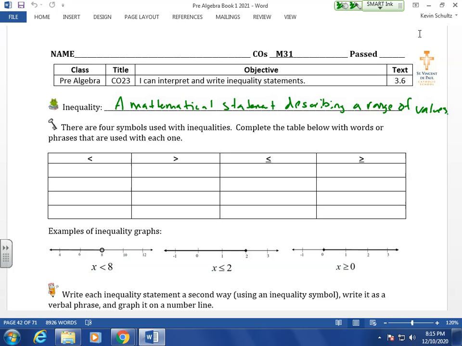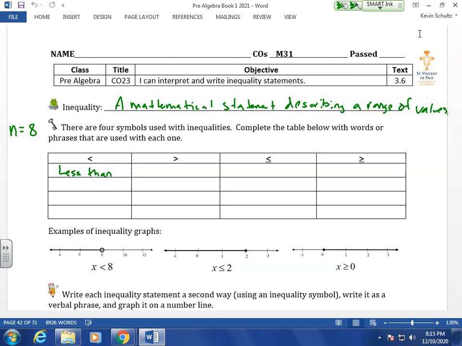I'll start with the most common one, and that is less than. Okay, that is the less than symbol. So where this differs from an equation is if I were to say something like n equals 8, an equation, that's what n is. N is 8, nothing else.